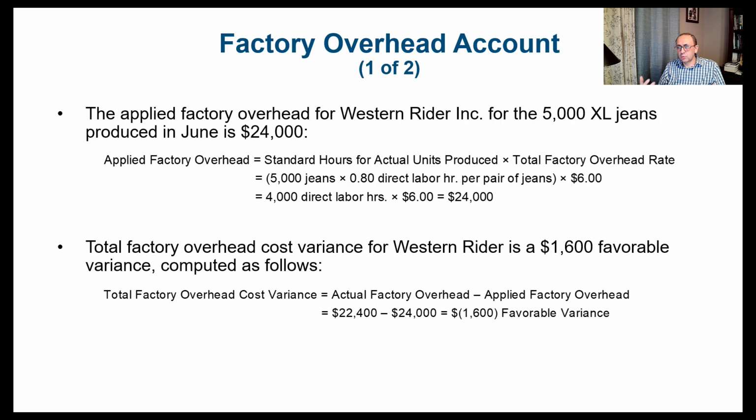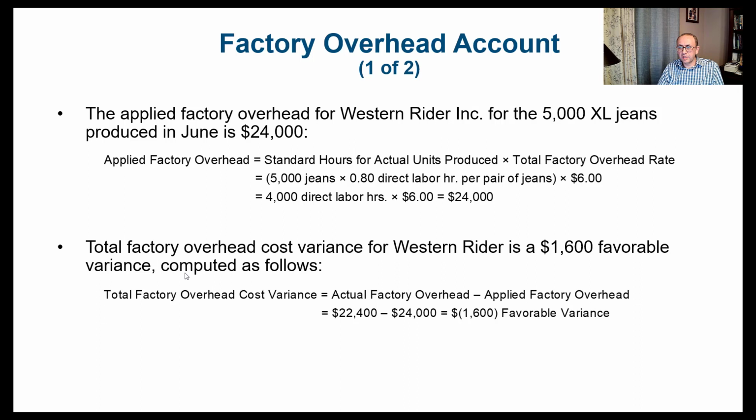Usually accountants would create a T account for the factory overhead, and this is where we apply the factory overhead. We'll see how the applied factory overhead is presented on the T account. So the applied factory overhead for Western Writer Incorporated will be calculated as follows. Remember, we have 5,000 jeans, multiplied by 0.80 direct labor hours per pair of jeans, multiplied by $6, which is the total factory overhead rate. So that's 4,000 direct labor hours multiplied by the rate of $6, that's 24,000.